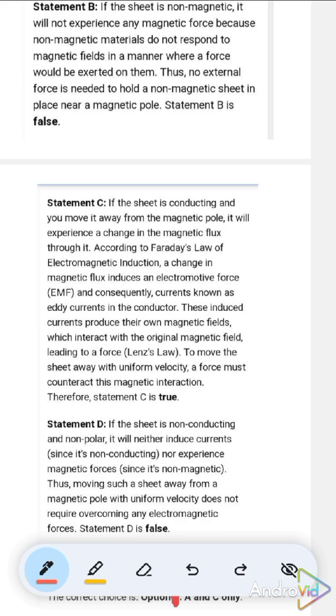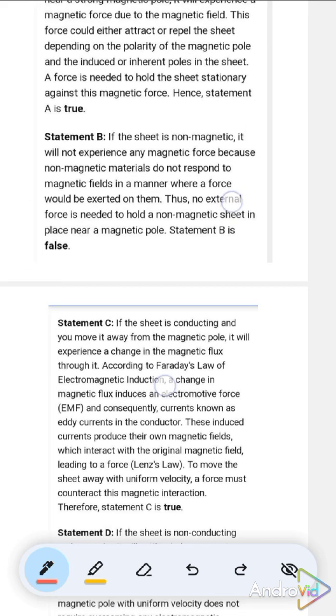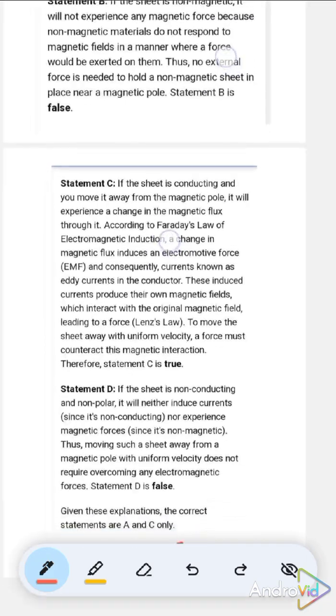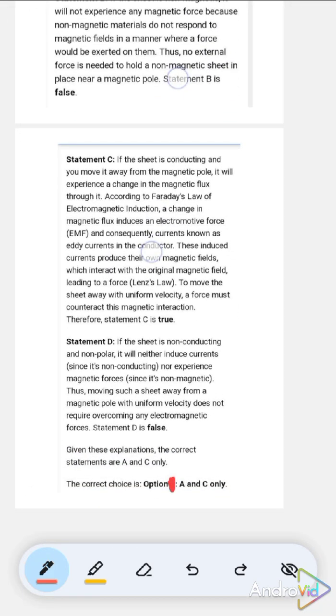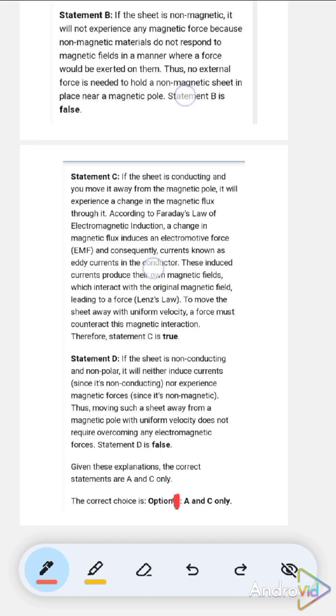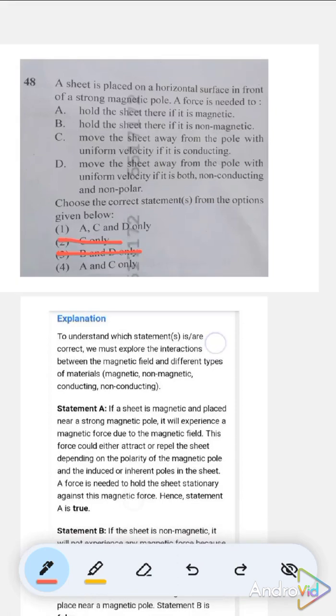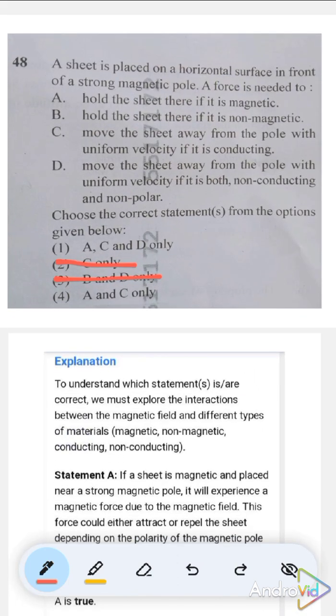So what are the statements which are true? Statement A is true and statement C is true, so we should choose the option A and C only. Hence option D is incorrect, and option 4, A and C only, is the correct answer.